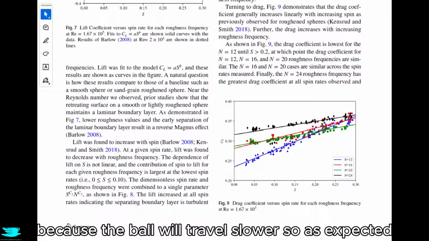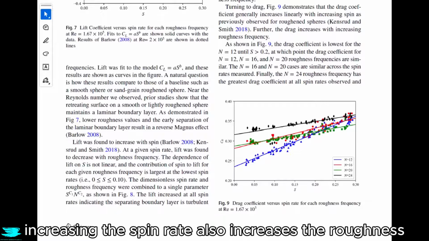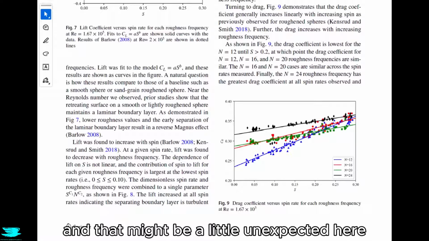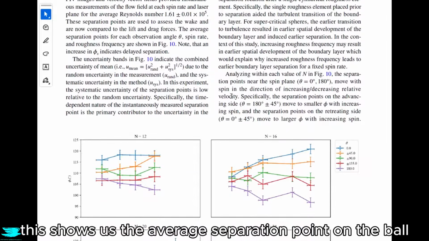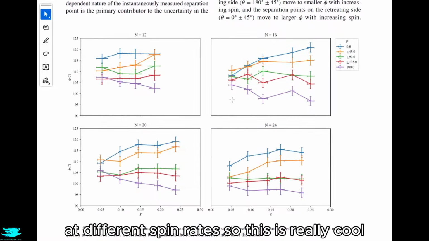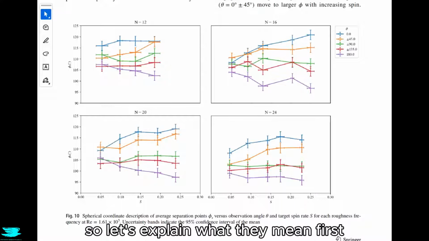So as expected, an increase in roughness increases the drag coefficient, but also increasing the spin rate increases it, and that might be a little unexpected here. Let's move on to figure 10, because this shows us the average separation point on the ball at different spin rates. So this is really cool. And these graphs are a little complicated, so let's explain what they mean first.